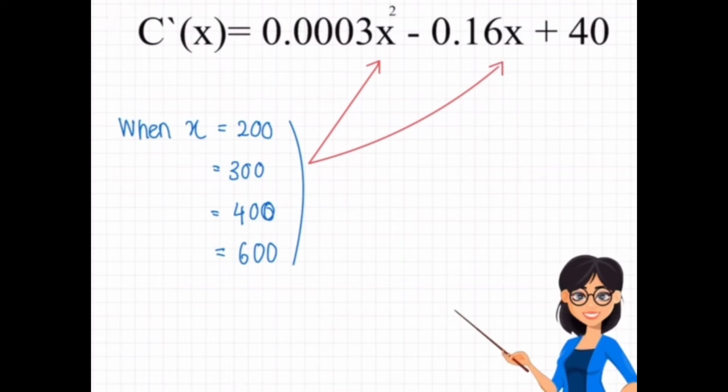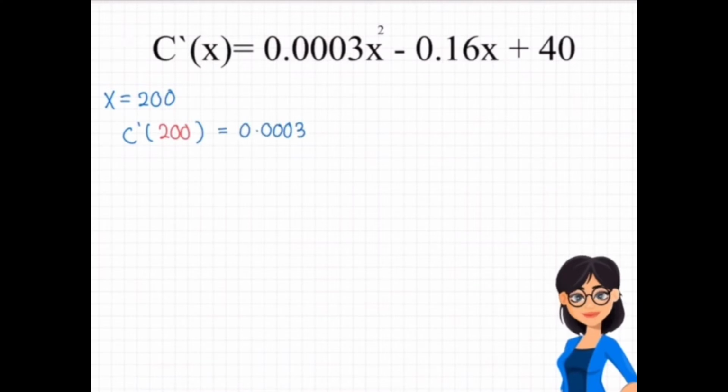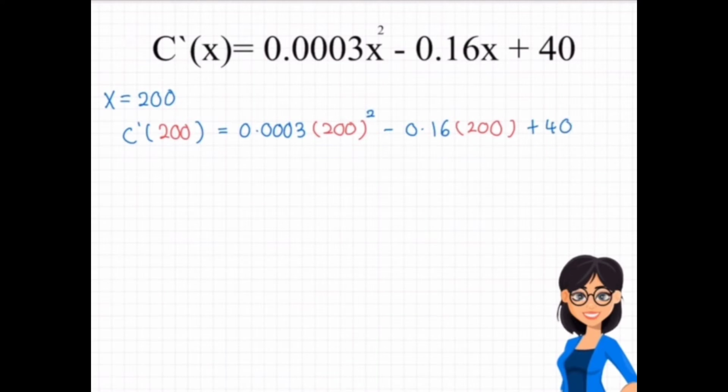Now, let's get into the first x, which is x equals 200. What you're going to do is put C prime of 200 equals 0.003 times 200 squared minus 0.16 times 200 plus 40. Now, after calculating it with a calculator, you're going to get the answer 20.